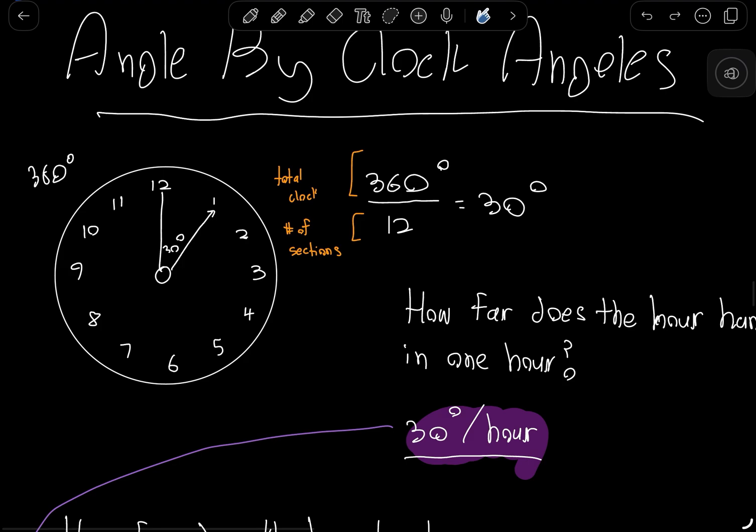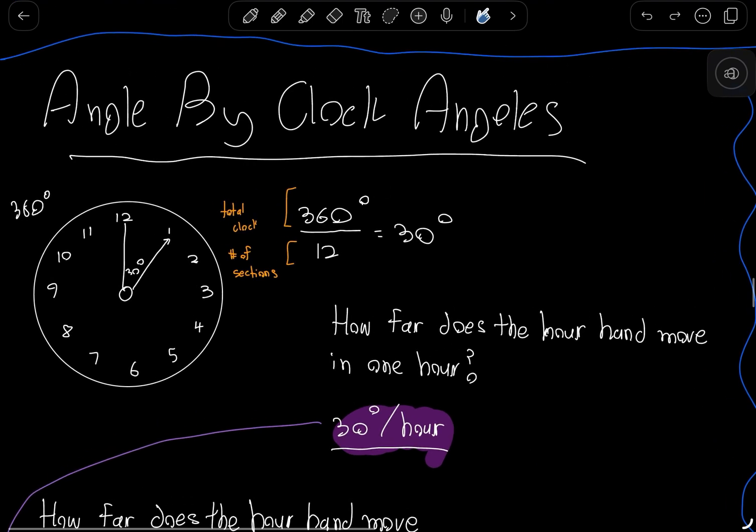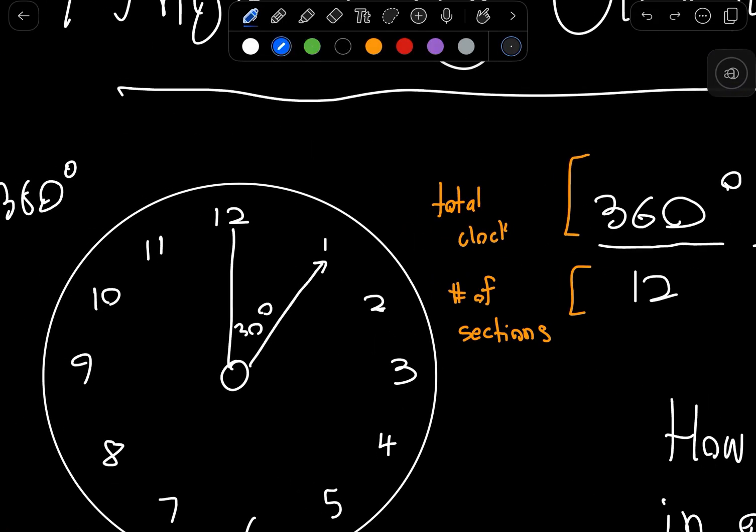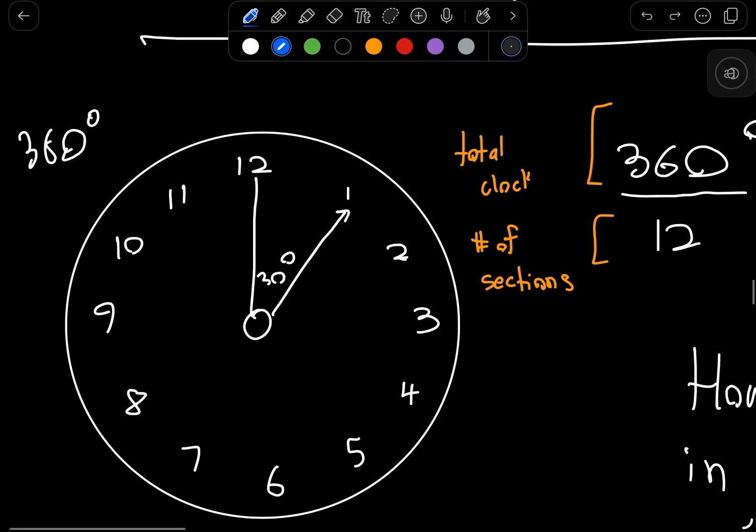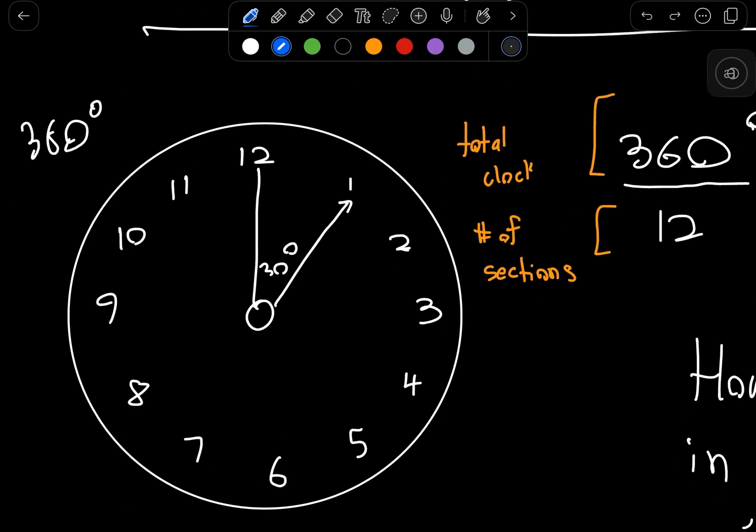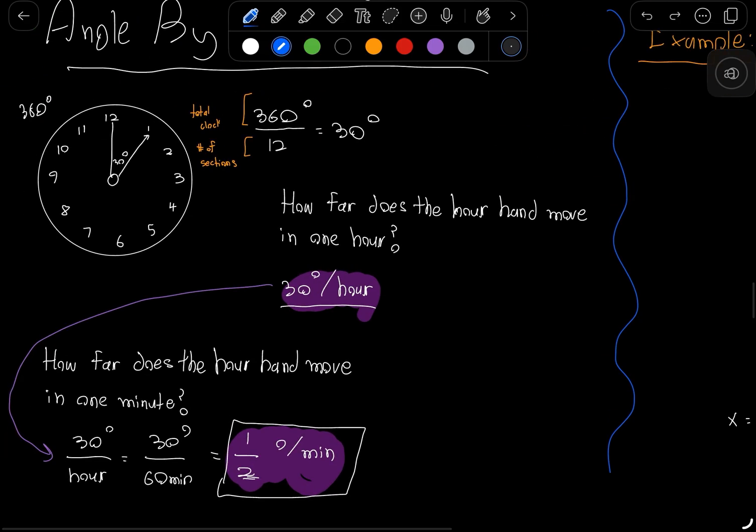So why is that important to know? Well, how far would the hour hand move in 1 hour? If the hour hand goes from 1 to 2, or from 2 to 3, 3 to 4, and likewise, that just means it would move 30 degrees, because each time it's going from one number to the next, and we already figured that the angle between two numbers is 30 degrees. So the hour hand moves 30 degrees in 1 hour.